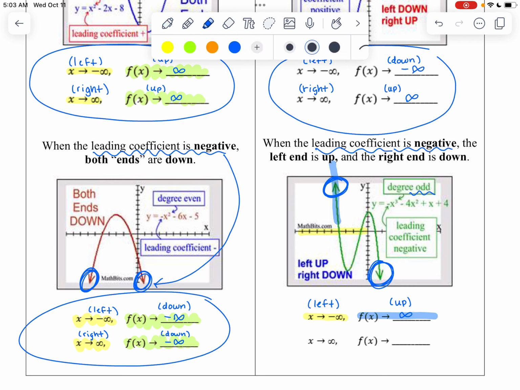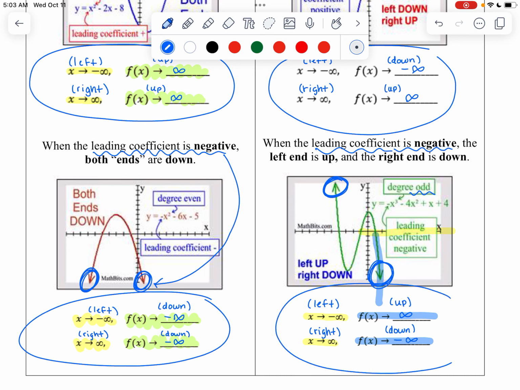And then the other side, as x approaches positive infinity, as we look to the right side of this curve, what is the function doing? The function's going down. So f of x is going down and getting smaller and smaller while we look to the right as x gets bigger and bigger. So f of x is approaching negative infinity.